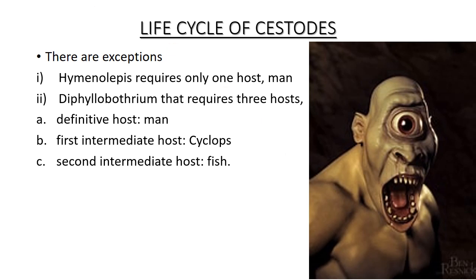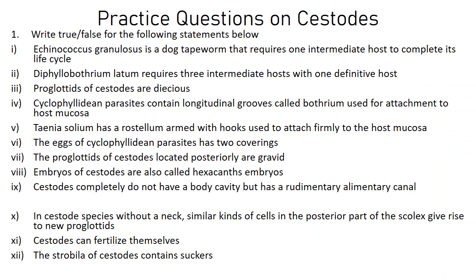Okay, so the moment of truth is here, where we get to answer some questions and see whether we've understood. Question number 1, write true or false for the following statements below. Echinococcus granulosus is a dog tapeworm that requires one intermediate host to complete its life cycle. This is true. Remember that Echinococcus granulosus has got one definitive host, which is the dog, and one intermediate host, which is the human.